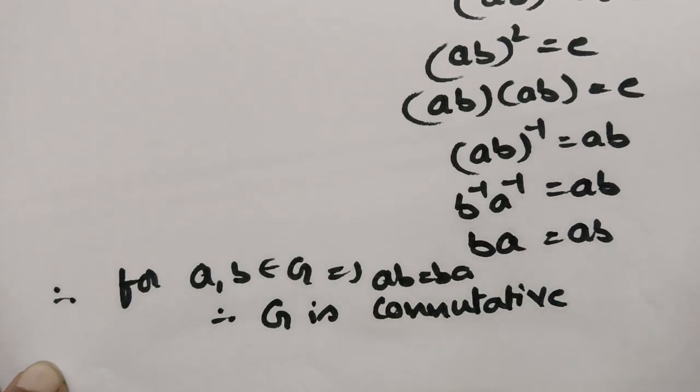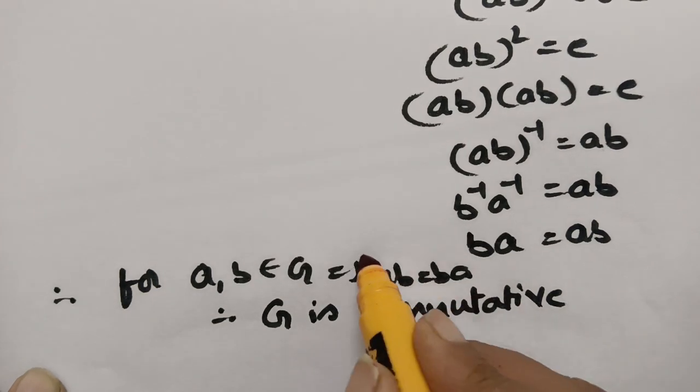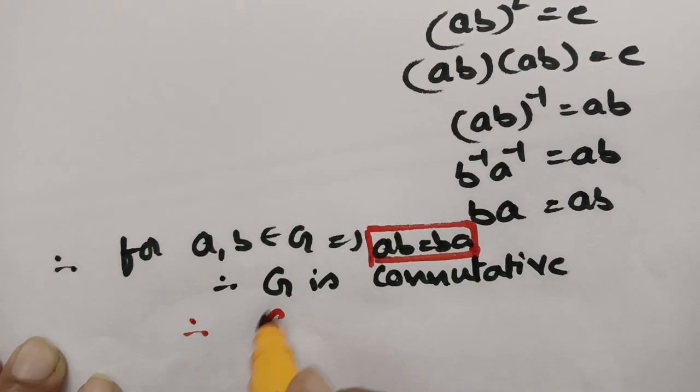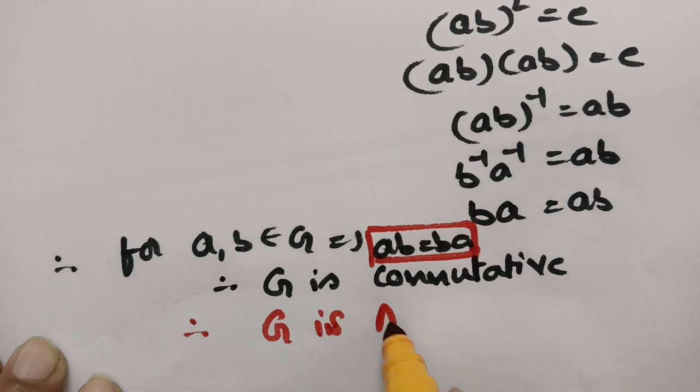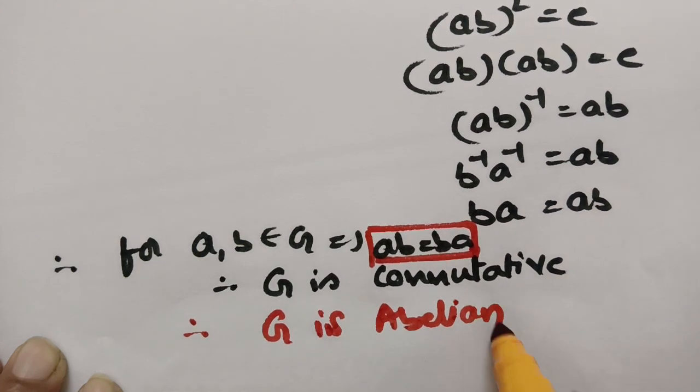So G satisfies the commutative law. So AB is equal to BA. Therefore, G is abelian. Therefore, G is an abelian group.